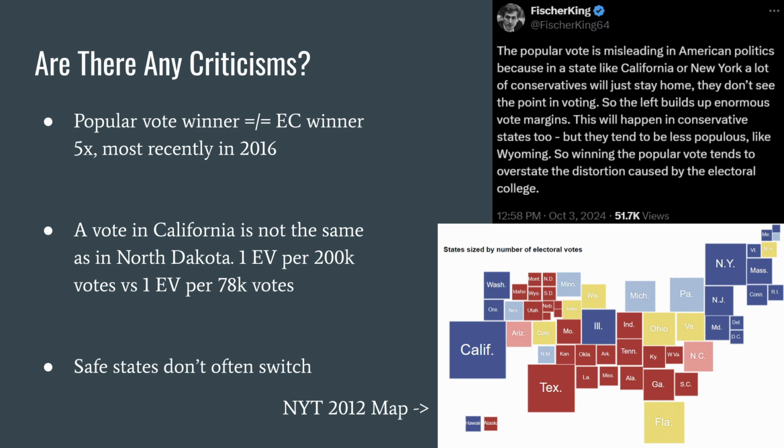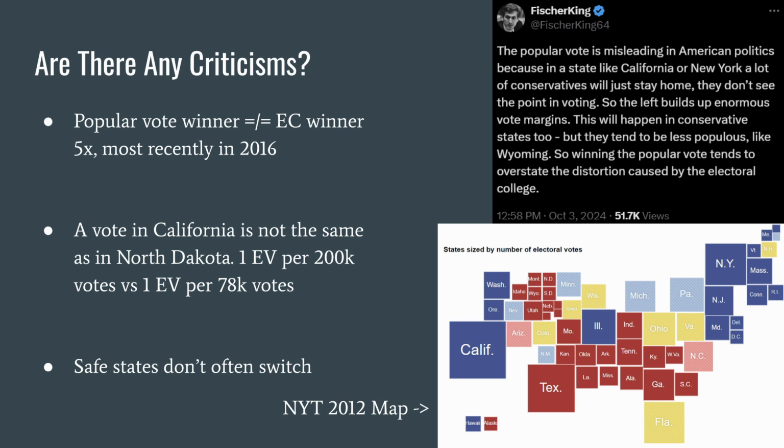Another criticism is that a vote in California is not worth the same as it is in North Dakota. In California, you have one electoral vote for about 200,000 people. North Dakota gets one electoral vote for 78,000 people. So you can say that North Dakotans have a vote that is worth 3 times as much as any Californian.